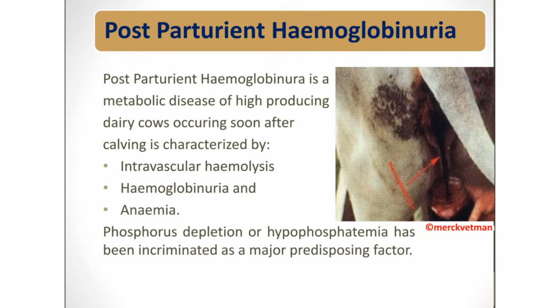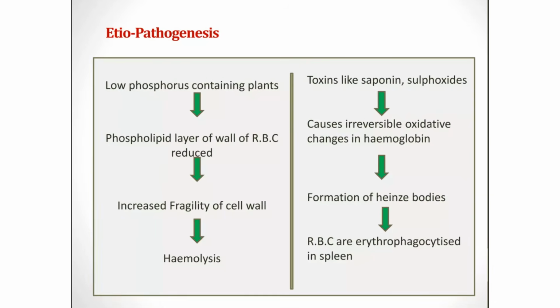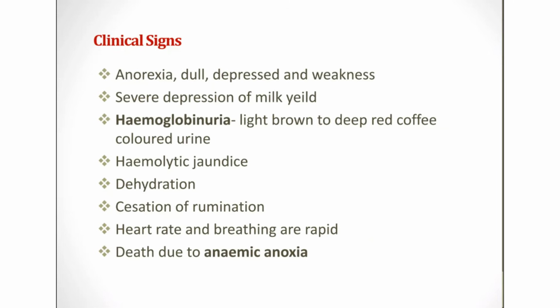Postparturient hemoglobinuria, or PPH, is a disorder primarily seen in high-producing dairy cows shortly after calving. It is characterized by severe anemia and red urine due to the breakdown of red blood cells. PPH is associated with phosphorus deficiency. Phosphorus is crucial for red blood cell metabolism and maintaining their integrity. Low phosphorus levels cause red blood cell lysis, releasing hemoglobin into the bloodstream and urine.